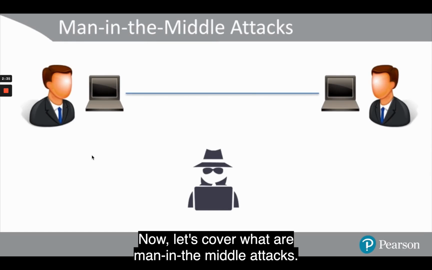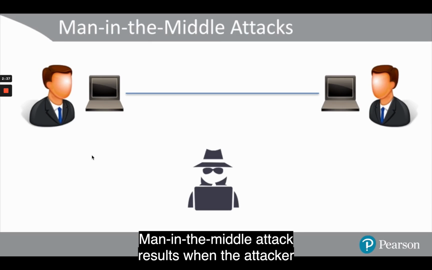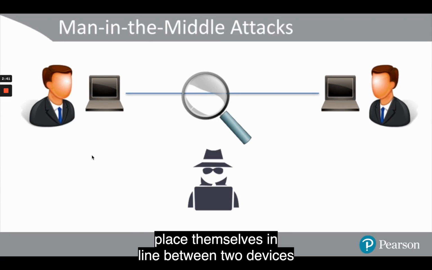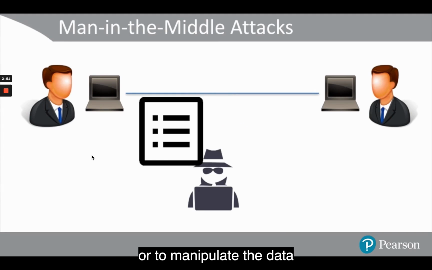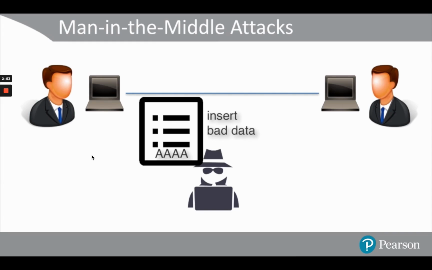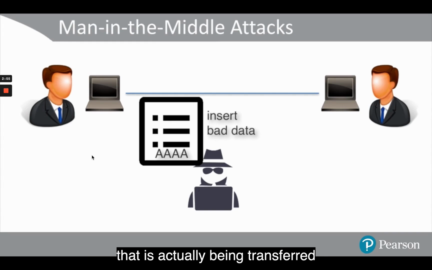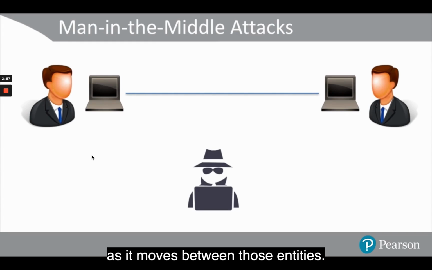Now, let's cover what are man-in-the-middle attacks. A man-in-the-middle attack results when the attacker places themselves in line between two devices that are actually communicating. The reason that they do this is with the intent to perform reconnaissance or to manipulate the data that is actually being transferred as it moves between those entities.